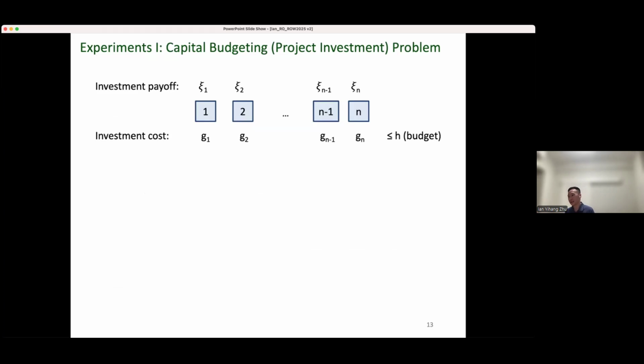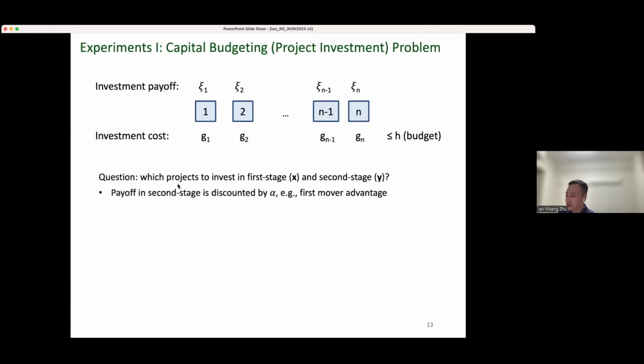Imagine you have n possible projects you can invest in. Investing in each project is a binary decision variable. Each project costs some amount to invest in, so G1 or G2 all the way to Gn, and you have a total budget, which I'll assume is H. When I'm investing in these projects, the uncertainty is in the project payoff. So this is a classic capital budgeting problem.